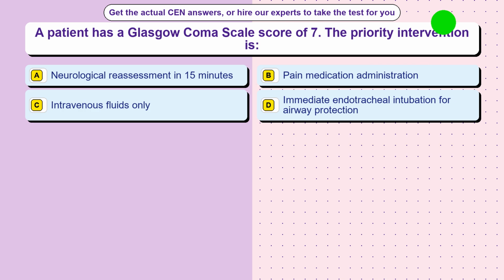Question 42. A patient has a Glasgow Coma Scale score of 7. The priority intervention is Option A, neurological reassessment in 15 minutes. Option B, pain medication administration. Option C, intravenous fluids only. Option D, immediate endotracheal intubation for airway protection.